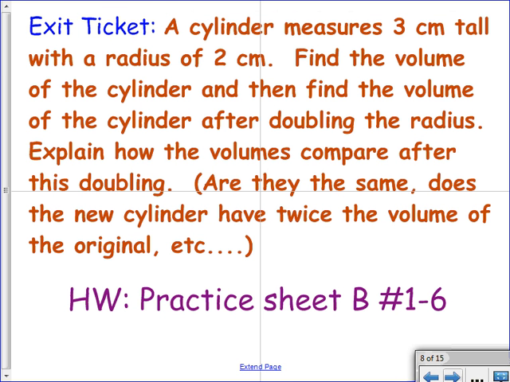Okay, and we have an exit ticket that we have done in class. A cylinder measures 3 centimeters tall with a radius of 2 centimeters. Find the volume of the cylinder, and then find the volume of the cylinder after doubling the radius. Explain how the volumes compare after this doubling. Are they the same? Does the new cylinder have twice the volume, etc.?